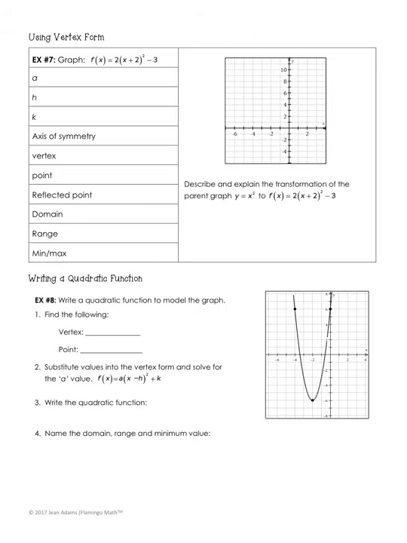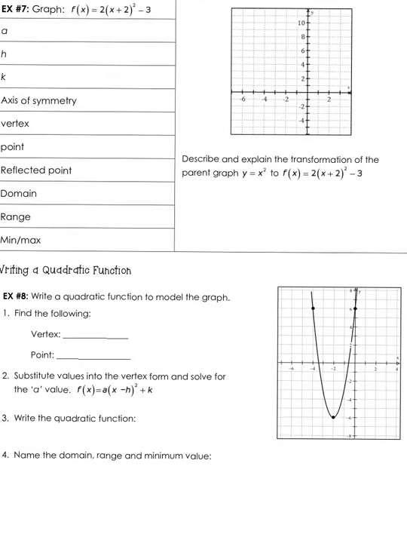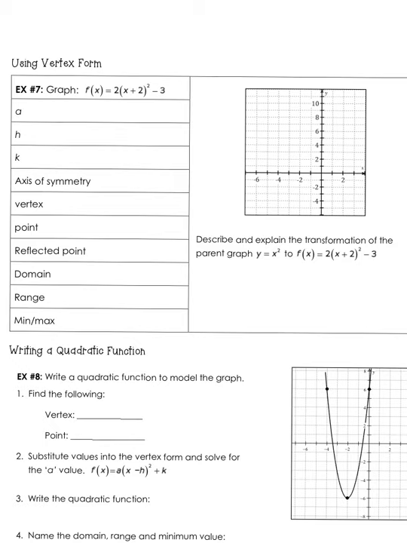So let's look at question 7. If you were to graph this, you do have a left movement of 2 and a down movement of 3, but because of this stretch, we're going to need to use a table of values. Because of the left movement right here of 2, I can't use my normal -2, -1, 0, 1, and 2. I'm going to go 2 left of each of those values. So 2 left of -2 is -4.